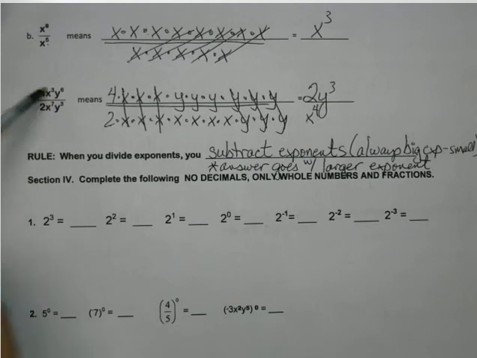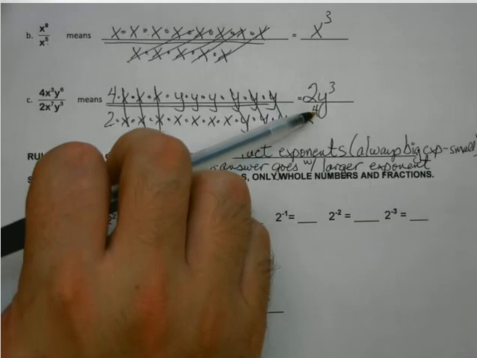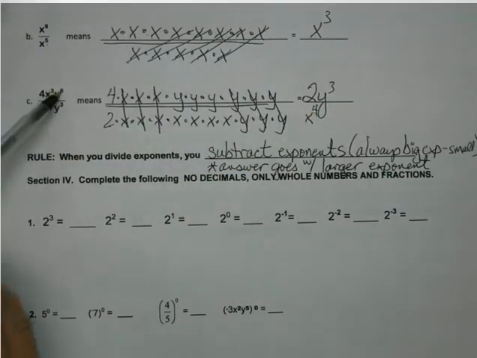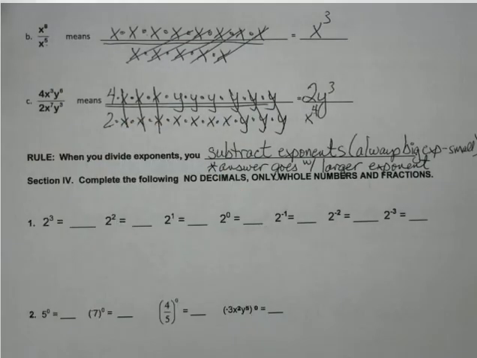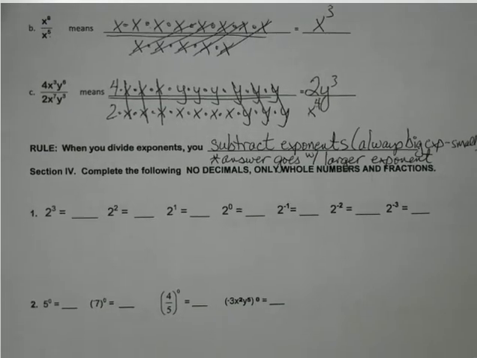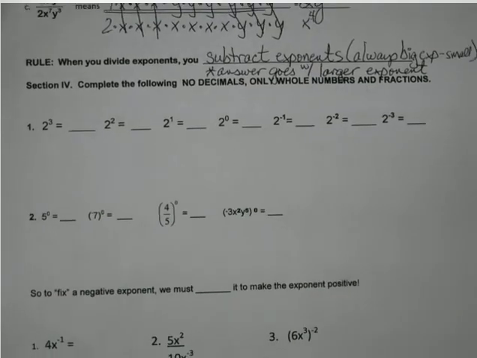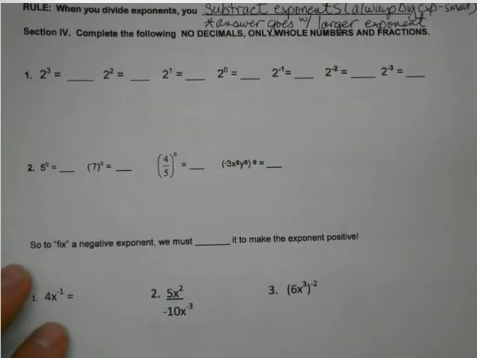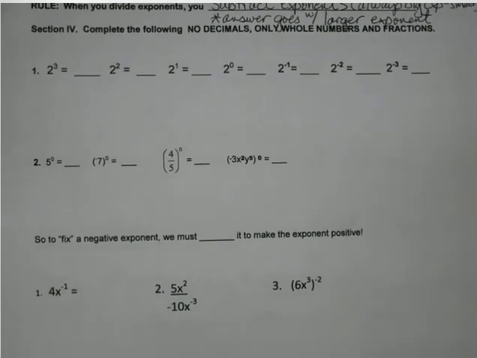Notice 7 is bigger than 3. 7 minus 3 is 4. The larger exponent's in the denominator. There's my 4. My answer's in the denominator. For my y's, 6 minus 3 is 3. 6 is larger, the larger value, so my answer goes up top. Just something to keep in mind to keep life a little bit simpler. And finally, when we move down to the bottom of our sheet, we'll talk a little about negatives.